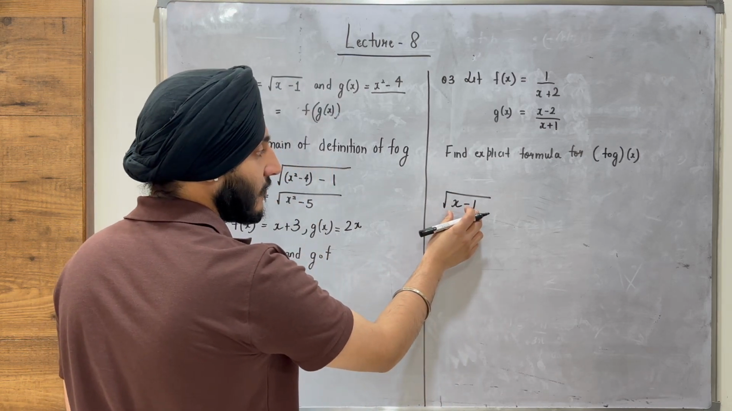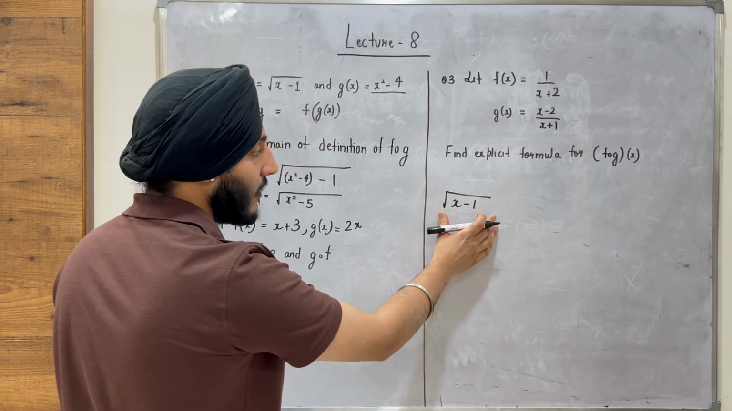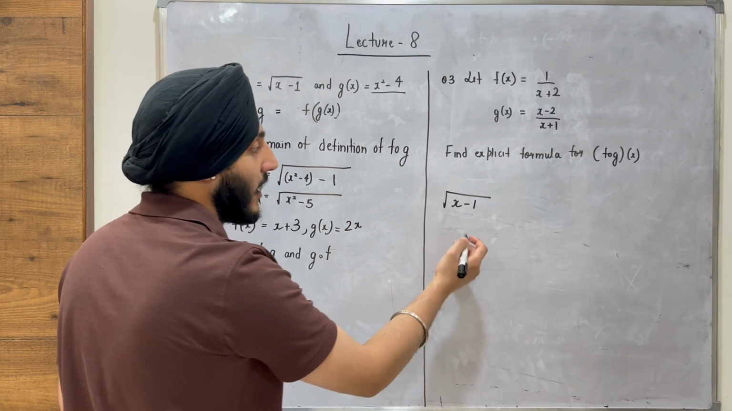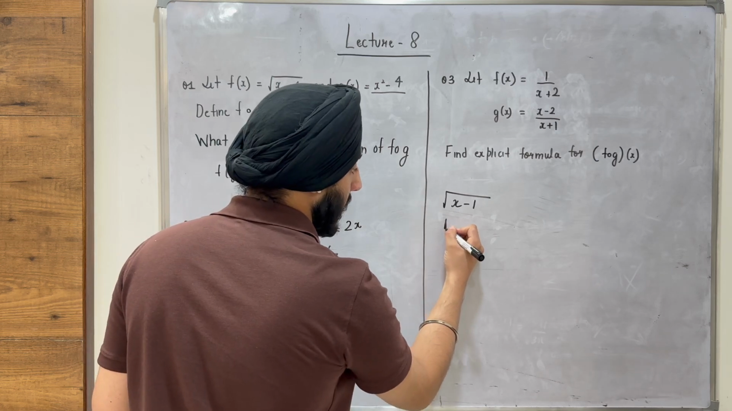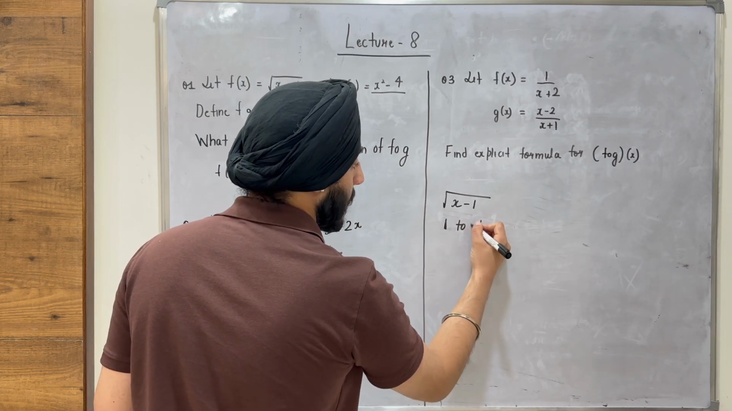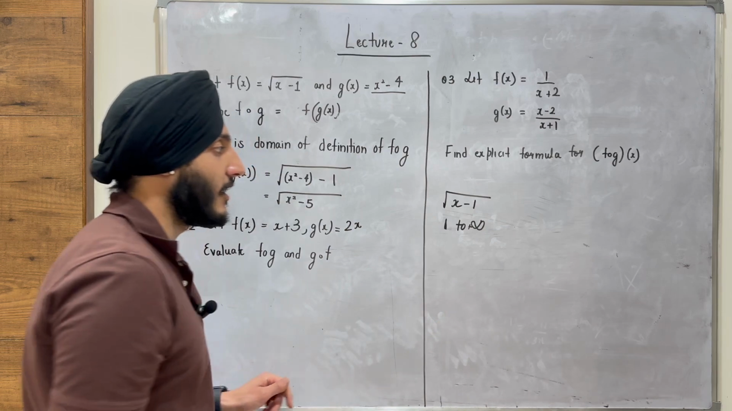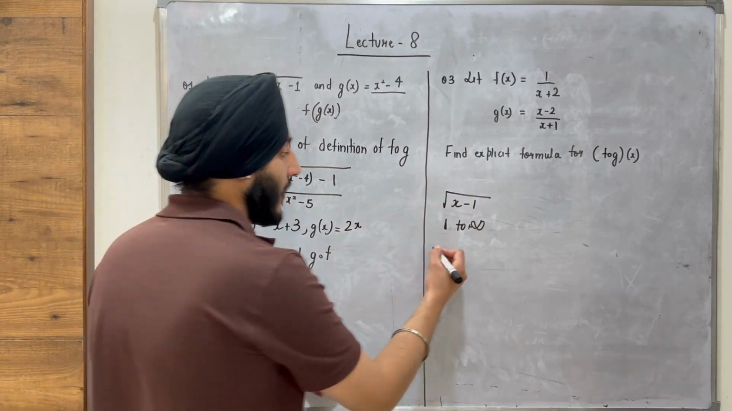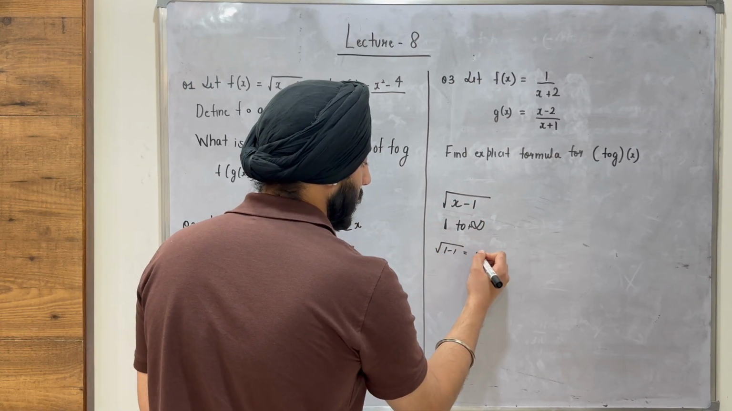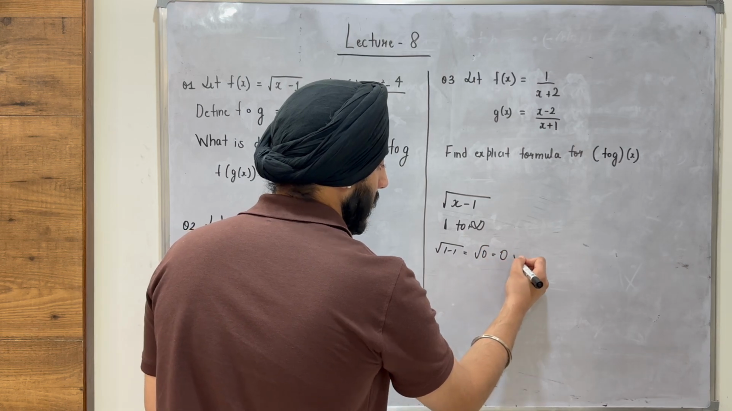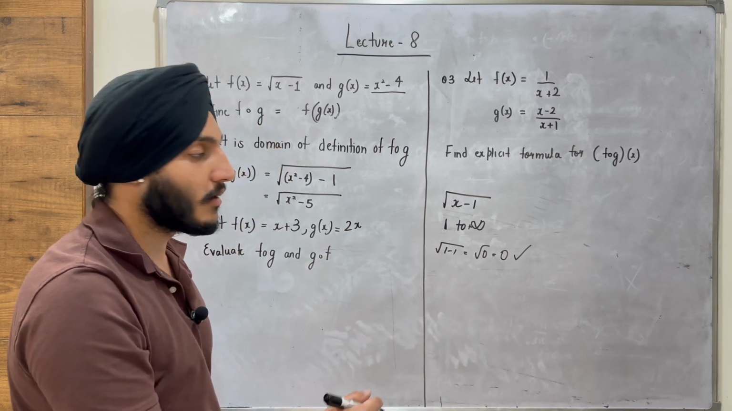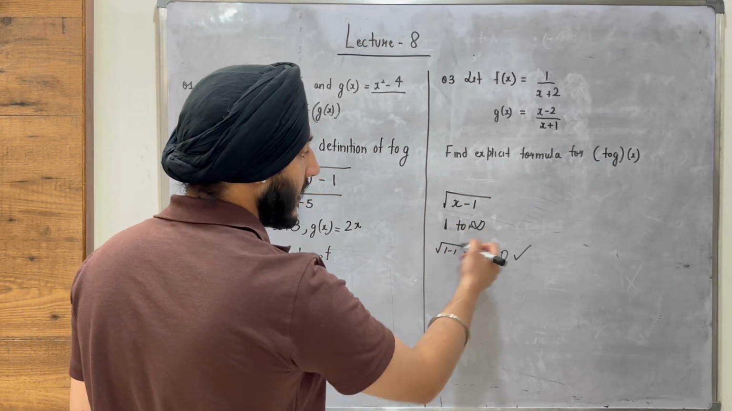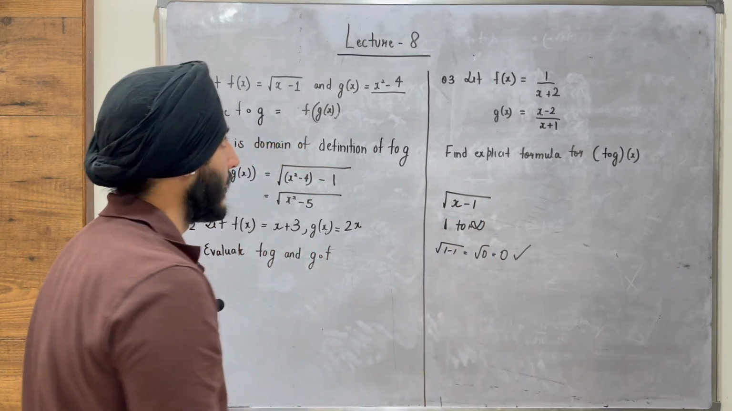How can I make this entire square root greater than or equal to 0? The least value that I can input over here is 1, and I can go up to positive infinity. I hope that makes sense. If I input 1, I get 1 minus 1 equals the square root of 0, which is 0. So this is valid. And I can put any positive value greater than 1. So 1 to positive infinity are the valid values I can input over here.